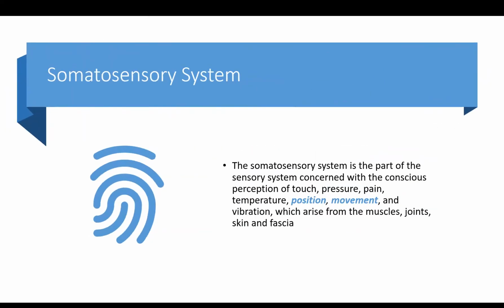The second system that I talked about is our somatosensory system. This is the part of our sensory system concerned with the conscious perception of touch, pressure, pain, temperature, position, and movement, as well as vibration, which gives us a sense of movement. This is what arises from our muscles, our joints, our skin, and our fascia, which is the connective tissue that holds all our body together.